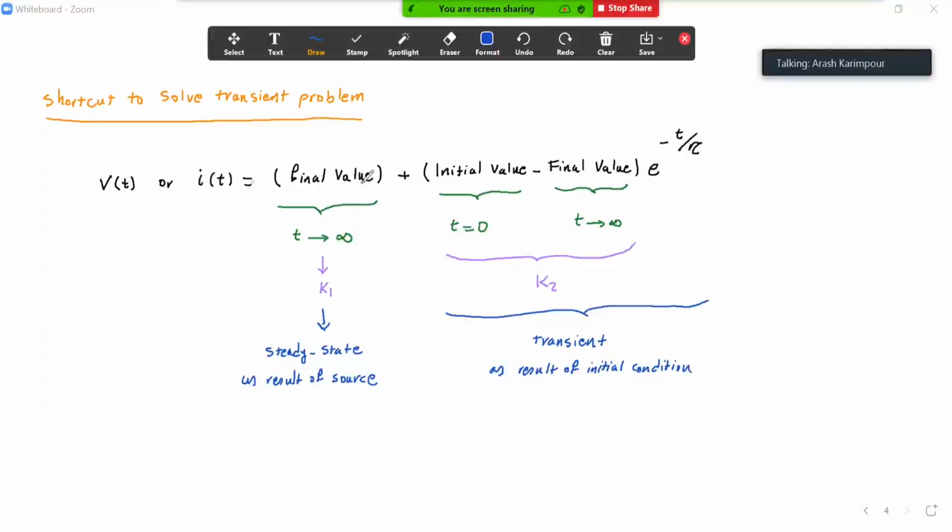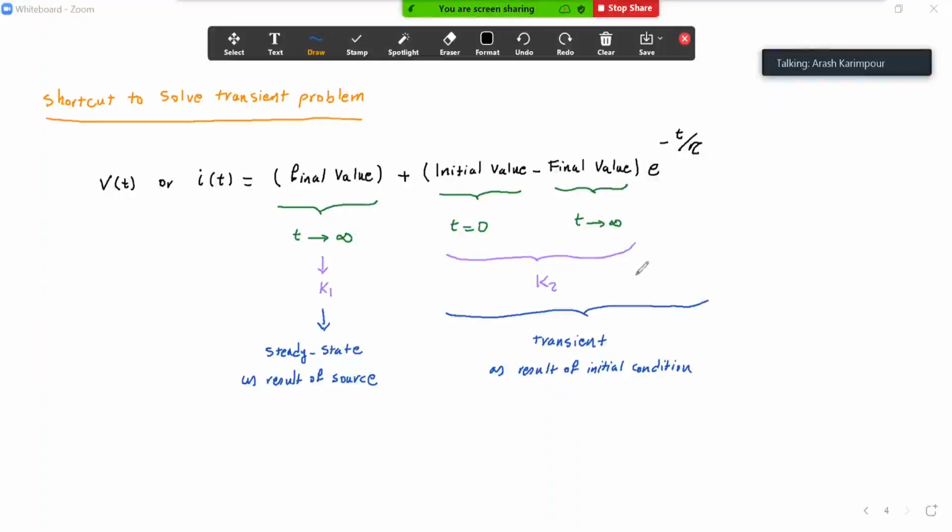So as I said, our response is going to look like this: the final value plus the initial value minus the final value, times e to the power of negative t over tau. The final value is when we leave the circuit for a long time. Basically, it gets to the steady state condition, and that's the K1. The initial value is when the transient starts, either when we open the key or close the key right at the moment the transient starts. The difference between these two is the K2 that we had in the previous solution, and this is multiplied by e to the negative t over tau.